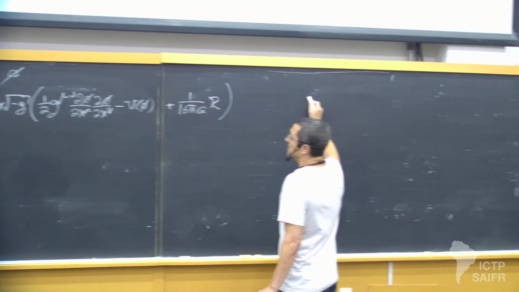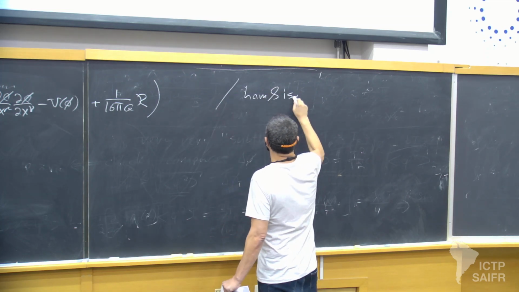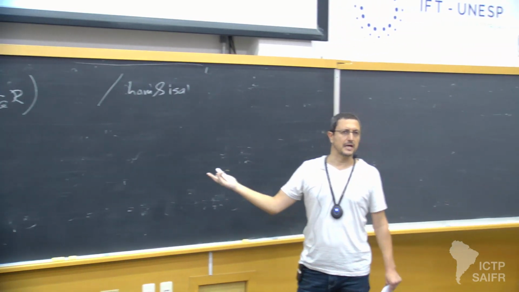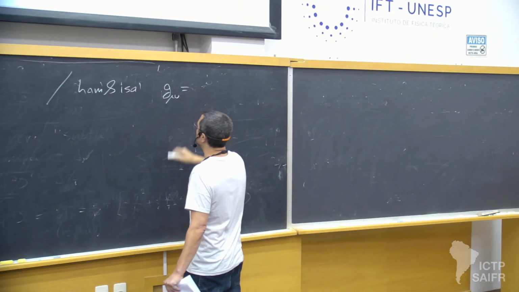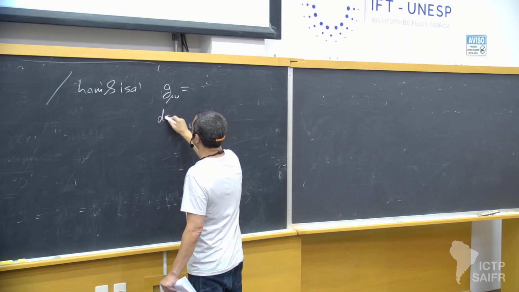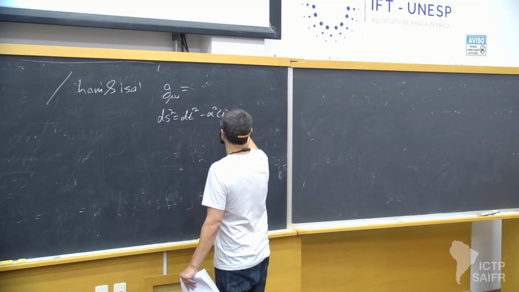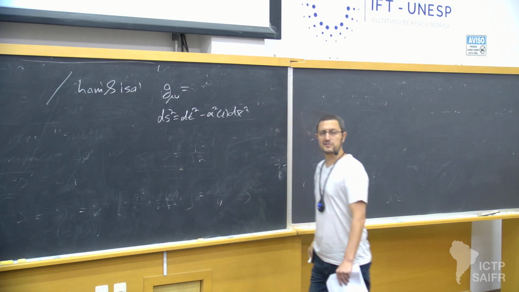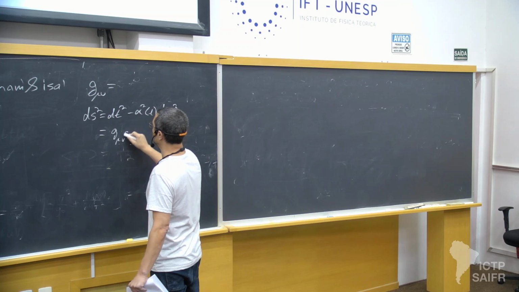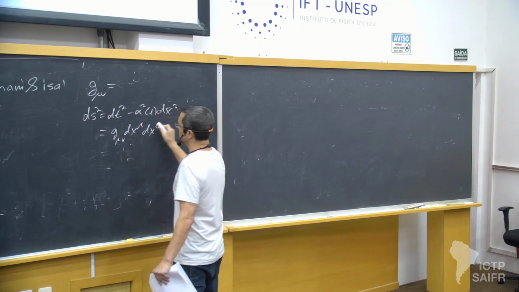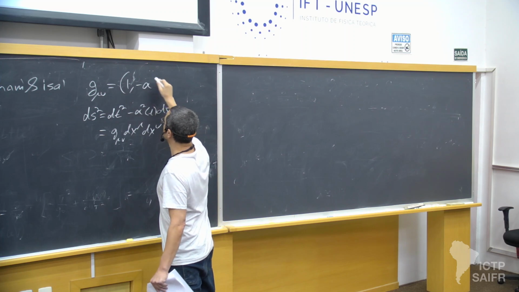And I will mostly work in the homogeneous and isotropic limit of the background of the space-time. In this limit, my g mu nu is just the FRW one, so ds squared in the comoving coordinates, you know, which means this is g mu nu dx mu dx nu. So my g mu nu can just be read, and also my conventions, and it's that.